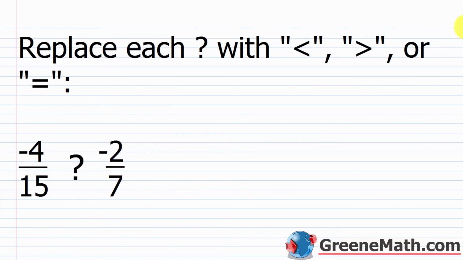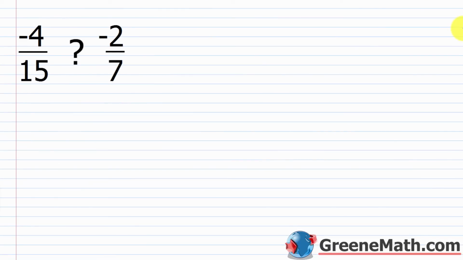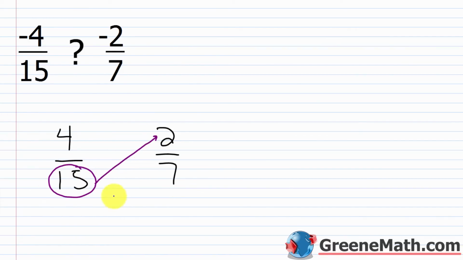When you start comparing negative fractions, you have to think about the fractions in terms of their absolute value first. So just pretend that these numbers are positive. So let's say we had 4/15 and we had 2/7. To find out which one is bigger, we would cross multiply. We would take the denominator of this fraction and multiply by the numerator of this fraction.